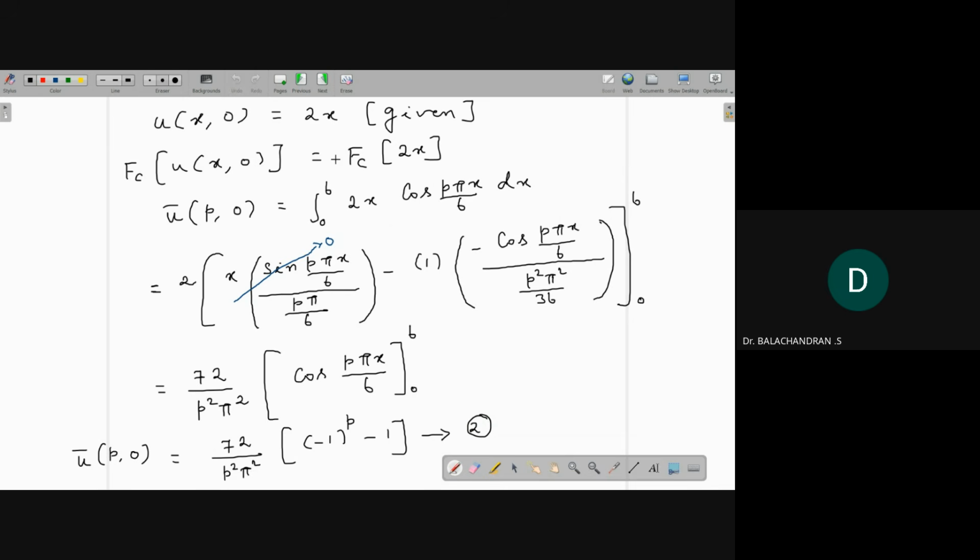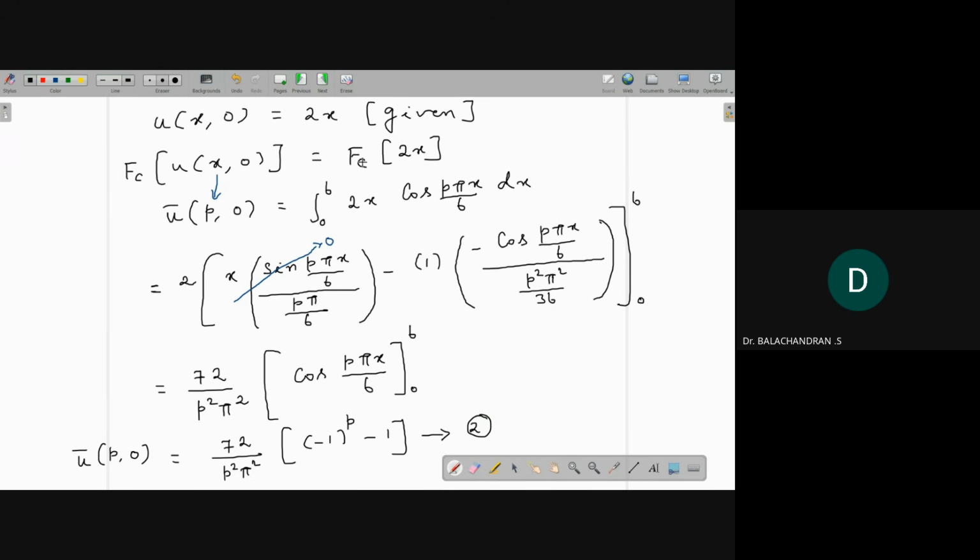Here, left hand side as well as right hand side. So F_c of u(x, 0), by notation, is ū, where x is changed into p after taking the finite Fourier cosine transform. So ū(p, 0).